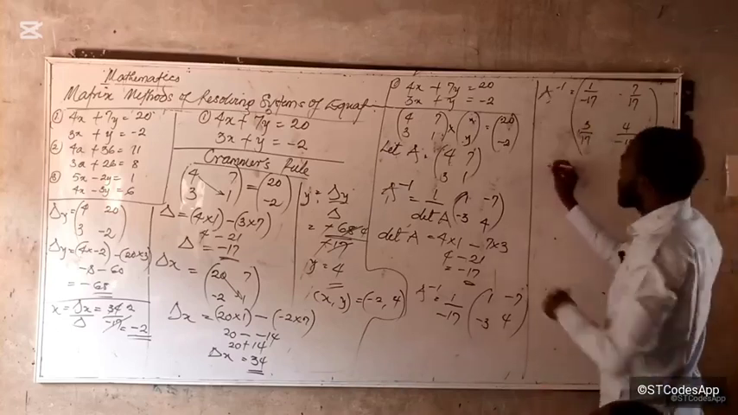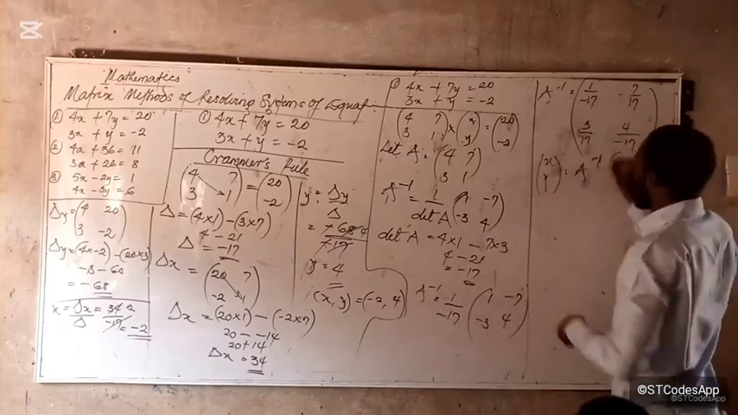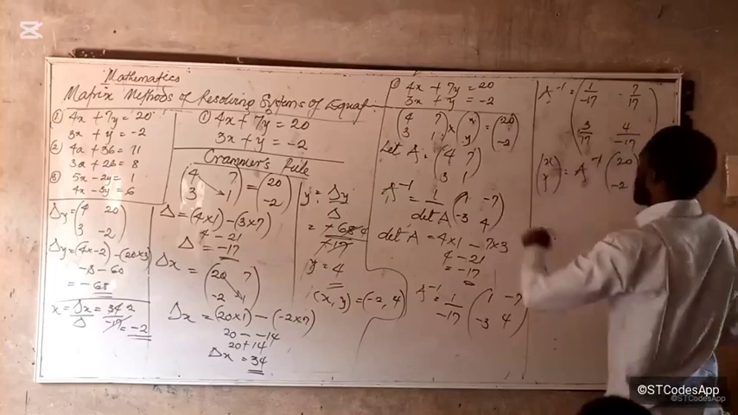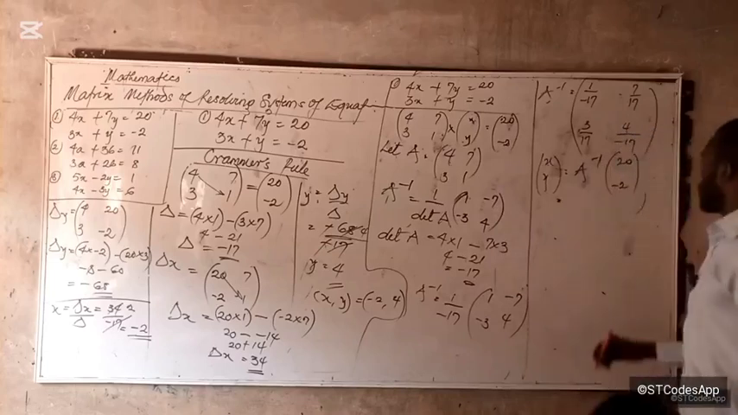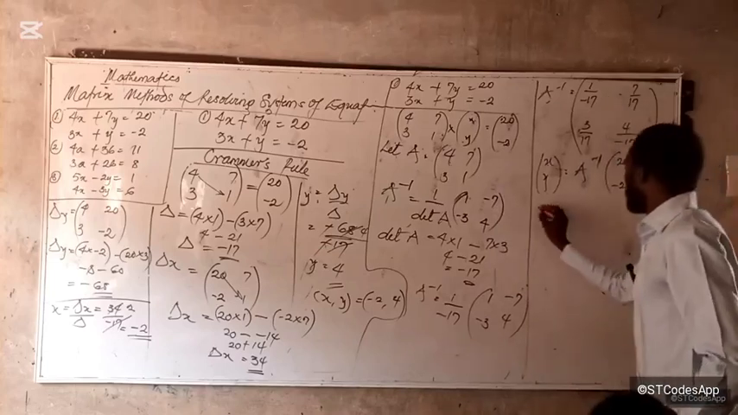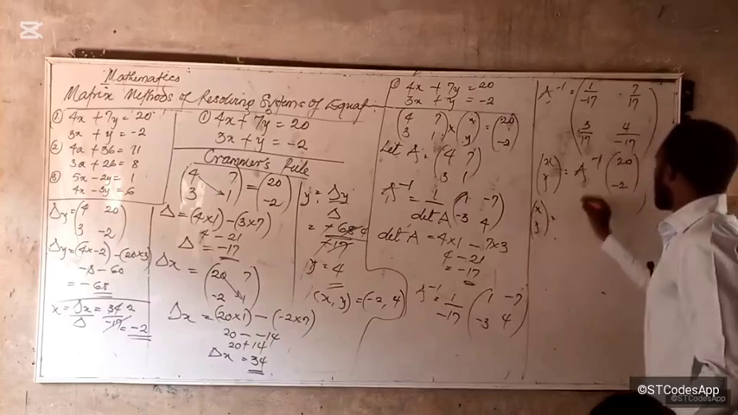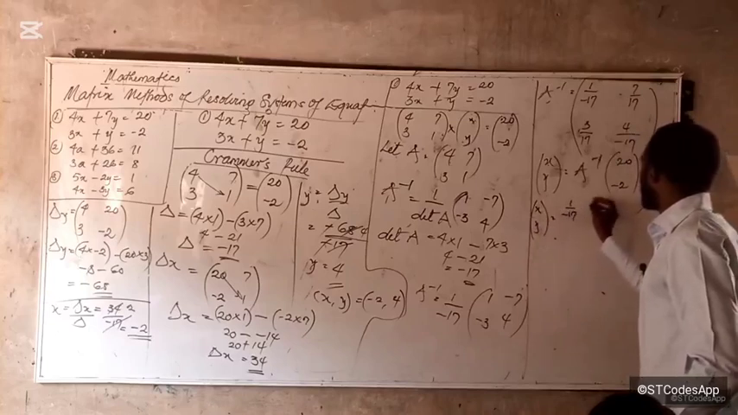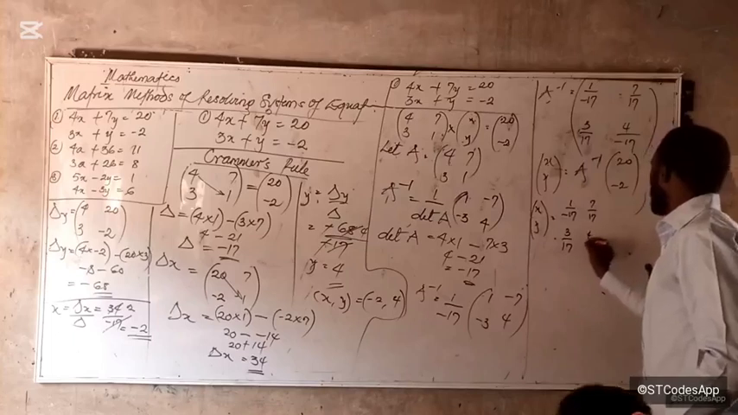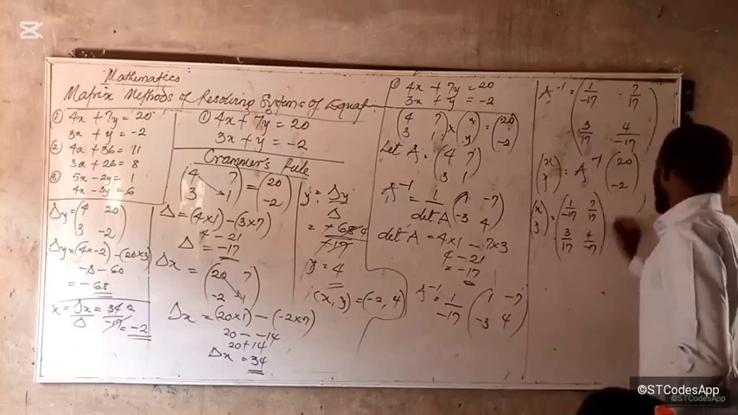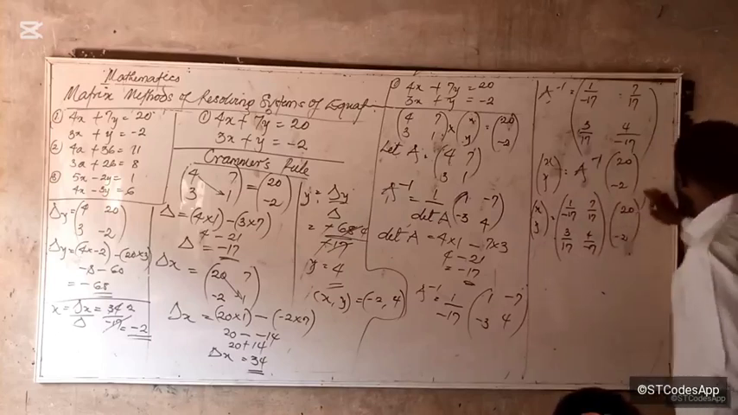So we now say to find X and Y, we'll use that A inverse to multiply our results, 20 and minus 2. So this now becomes A inverse. So A inverse is this guy. So X, Y will now be equal to A inverse, which is 1 over minus 17, 7 over 17, 3 over 17, and 4 over minus 17. We'll now multiply this other matrix, 20 and minus 2.